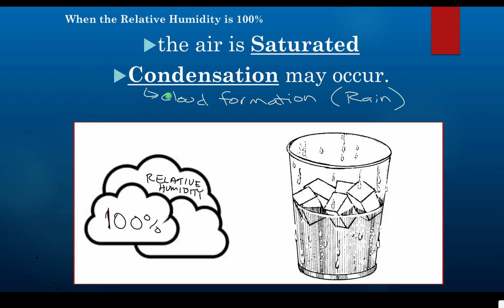Now, when the humidity is 100%, it's saturated and we have condensation occurring, which means clouds can form, and rain. We see condensation sometimes on the outside of a glass that has ice cubes in it, and that is because the water gas is condensing into a liquid. When we see clouds form, that means there is a 100% relative humidity. Essentially, all of the gas, the water vapor in the air, has begun to condense and form clouds.